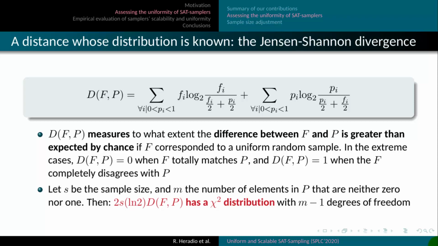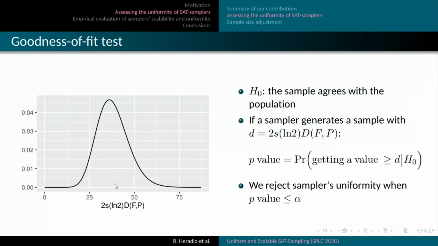Fortunately, this can be done because this expression here follows a chi-square distribution. Accordingly, the sampler's uniformity can be validated by performing a standard chi-square goodness of fit test, whose null hypothesis is that the sampler is indeed uniform, in other words, that the sample agrees with the population.